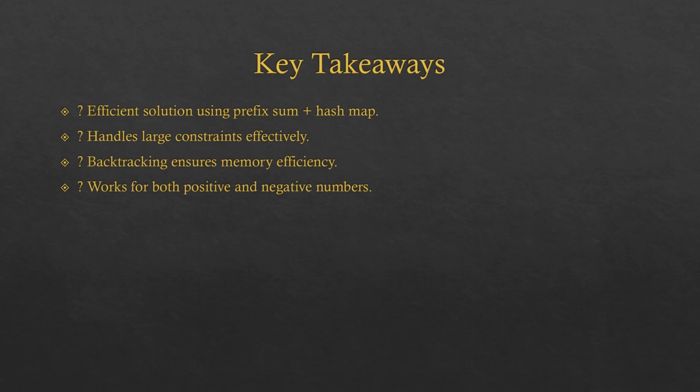To summarize the key takeaways, we have implemented an efficient solution using prefix sums and a hash map. This method handles large inputs effectively and is memory efficient through backtracking. Additionally, it works for both positive and negative values of k, making it a robust solution.